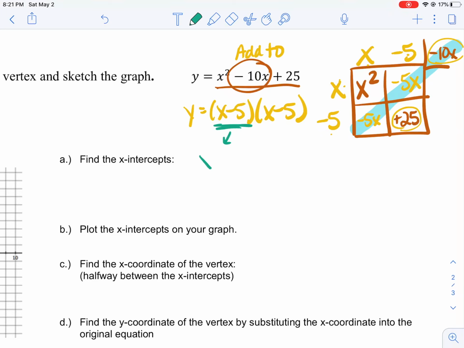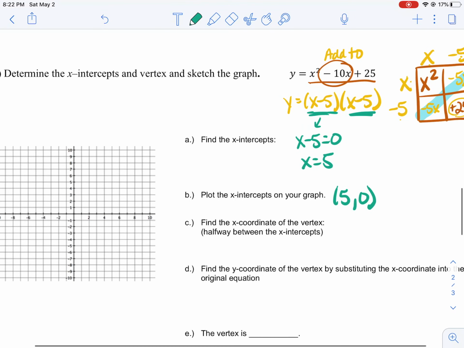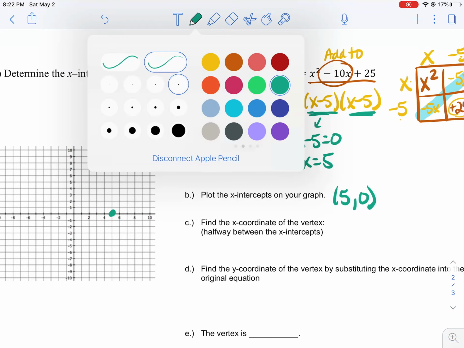So we set equal to 0, x is equal to 5. So my x-intercept is 5 comma 0. If I do the second factor, again, I'm going to get the same x-intercept. So I have one x-intercept here, only one. So that's at 5, 0 on my graph. When you only have one, that's okay. You can have only one x-intercept.